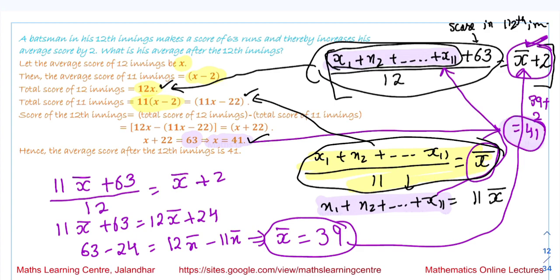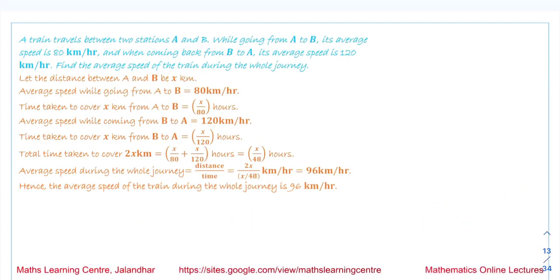Next is a train that travels between two stations A and B. While going from A to B, its average speed is 80 km per hour. And when coming back from B to A, the average speed is 120 km per hour. Find the average speed of the train during the whole journey.